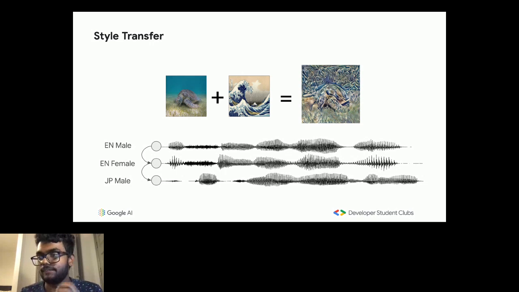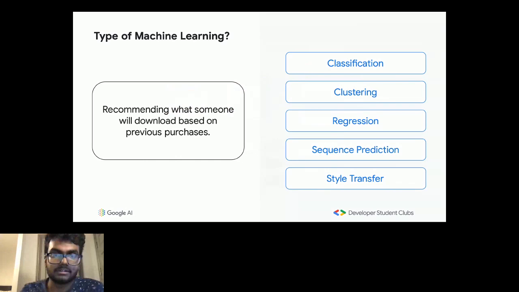So now that you've seen a few examples of machine learning, let's go through some examples, and you tell me which type of machine learning best describes it. I say best because some problems can be solved by multiple approaches to machine learning. So, say we wanted to recommend what someone will download based on previous purchases. What do you think works best here? The key to this question is based on previous purchases.